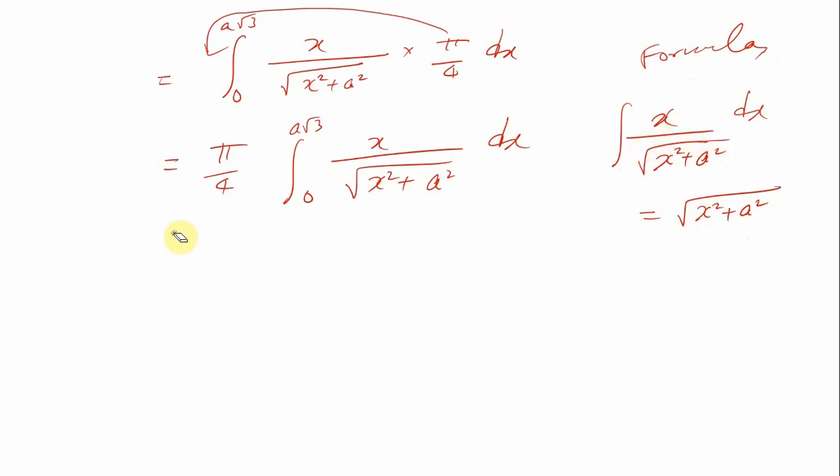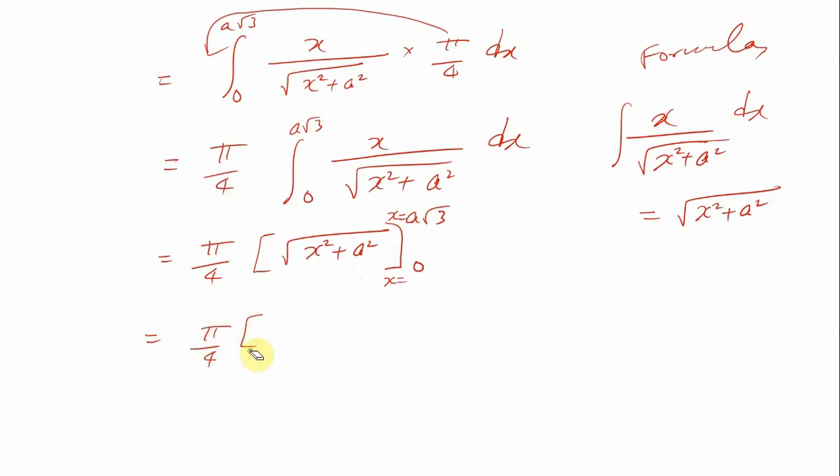Substitute this directly. So therefore the integration will give you pi by 4 square root of x square plus a square, with x between the upper limit and lower limit, you substitute. So this is equal to pi by 4. Just substitute a root 3 wherever x is there. Okay, let us substitute. So this will give you square root of (root 3 a) the whole square plus a square, then minus square root of 0 square plus a square. So I've just substituted wherever x is there, upper limit a root 3 and 0.